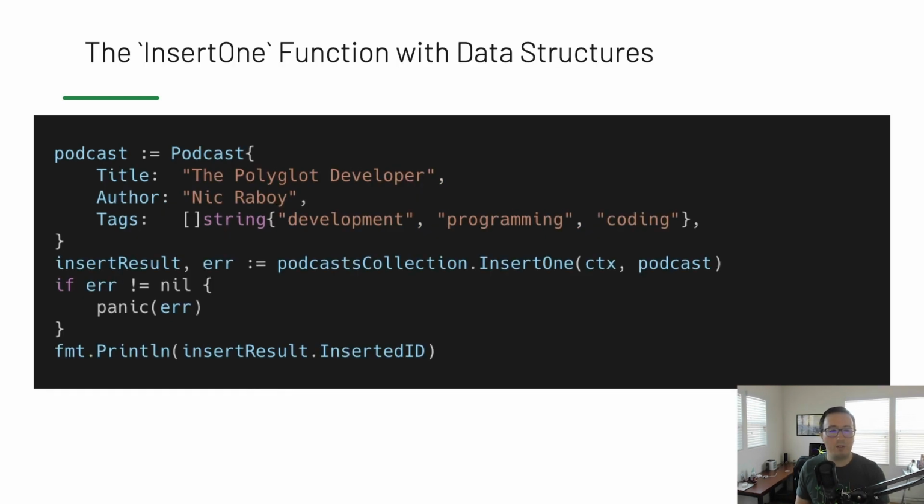Now, if we wanted to do the InsertOne again, this time with the Go data structure, well, first we're going to define that variable. We're going to say podcast collection.InsertOne, provide the context, which has our timeout and anything else, and then we provide podcast, which is our variable with that data structure. Same kind of results happen. We get the same thing back. We get an inserted ID, which we can print out.